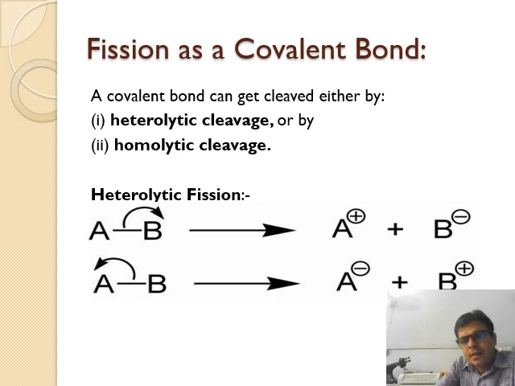Why is it so? The reason is electronegativity, a term I hope everyone knows. Electronegativity is the tendency of an atom to attract the shared pair of electrons. Suppose we take the example of A and B, and B is more electronegative. Its tendency will be to take both electrons of the shared bond towards itself when the bond cleaves, resulting in B negative. And here the tendency of A is to take the shared pair of electrons towards itself. So in the first case B is more electronegative than A, and in the second A is more electronegative than B, hence A negative.